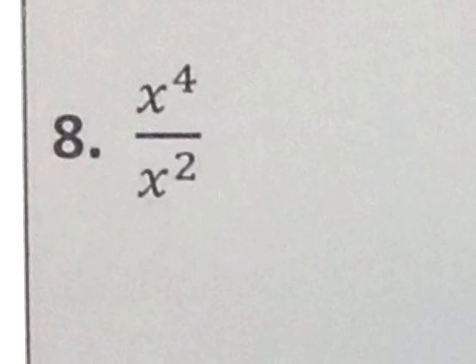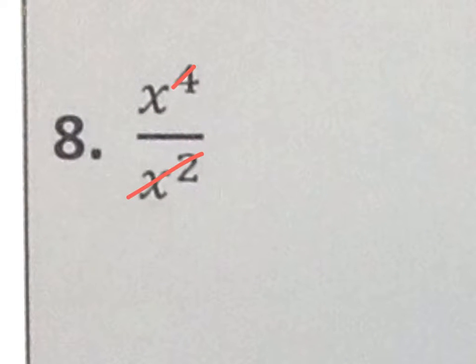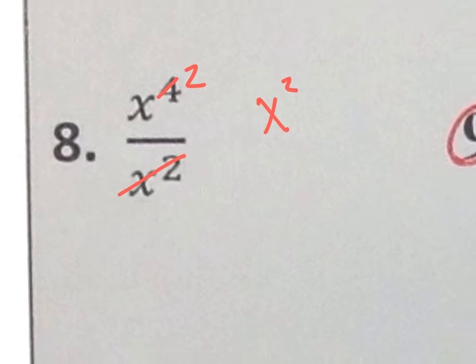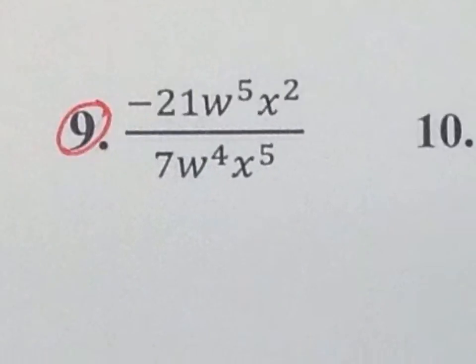Move on to number 8. That's so easy. It's like a free point. 2 cancel with 2. You're going to have an x squared left over up on top. There is no need to write the over 1. If you want to, go ahead, but you don't need to write the over 1. It would be a different story if there was nothing left up on top. Then you would have to write a 1 up on top. But right here, you could just leave it as x squared. We did number 9 on the other video.